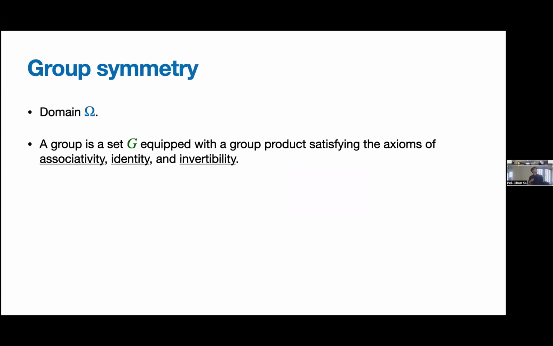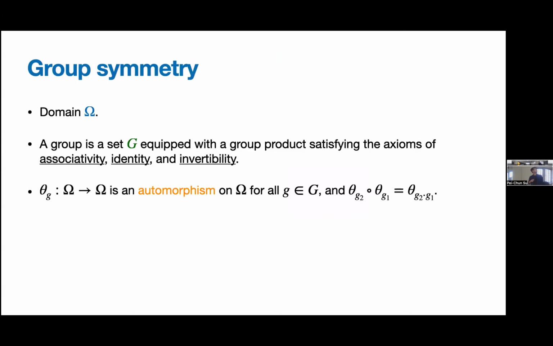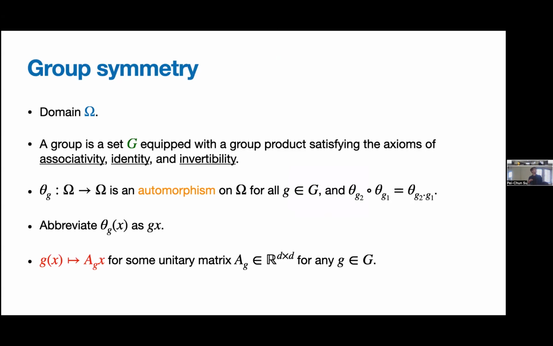Formally, given a domain omega, we can define a group action on this domain, which induces an automorphism from omega to itself. For simplicity, we just consider the group that consists of all the linear isometries, such that each group element induces a map which is a matrix-vector product, where the matrix is a unitary matrix. This includes rotations and reflections, for example.